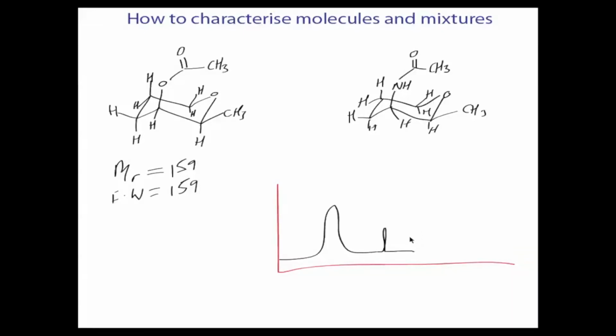Let's go back a bit, that's not very good. So they'll come off, and it's a continuous stream, and the sharper they are the better, but sometimes you get two compounds coming off very similar like that. So this is time, and this is what we call area percent.